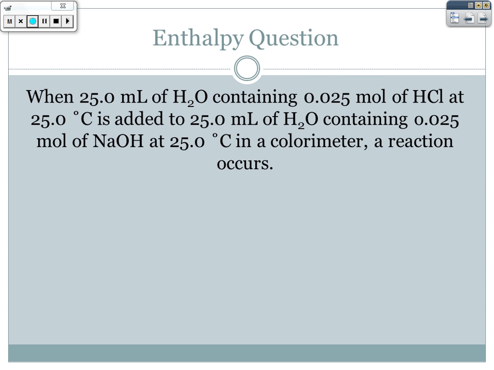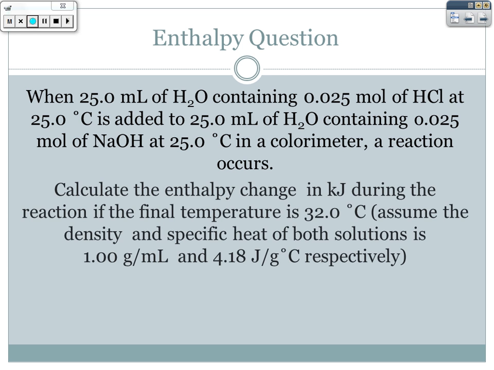When 25 milliliters of water containing 0.025 moles of hydrochloric acid at 25 degrees Celsius is added to 25 milliliters of water containing 0.025 moles of sodium hydroxide at 25 degrees Celsius in a calorimeter, a reaction occurs. Calculate the enthalpy change in kilojoules during the reaction if the final temperature is 32 degrees Celsius. Here they want you to assume that the density and specific heat of both solutions is 1 gram per milliliter and 4.18 joules per gram degree Celsius, respectively.